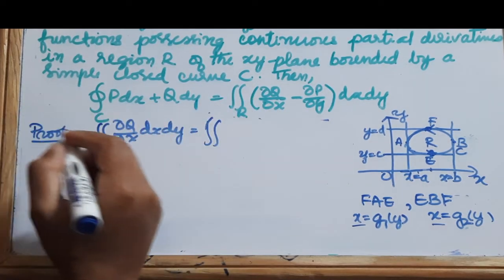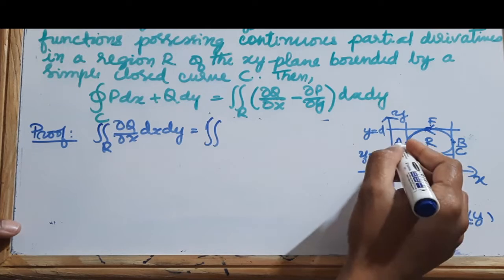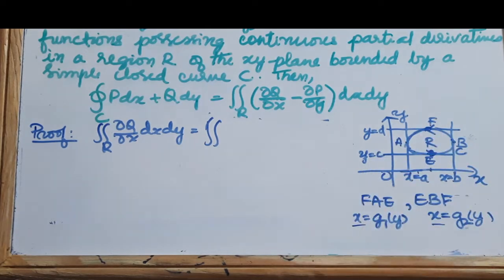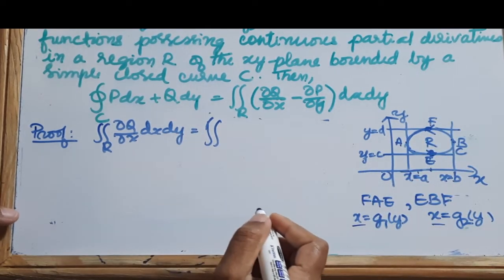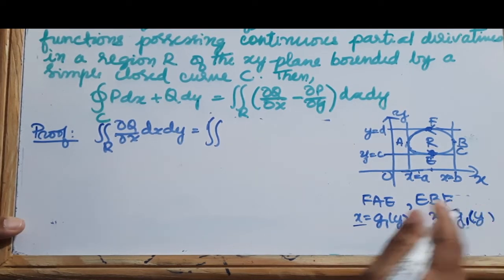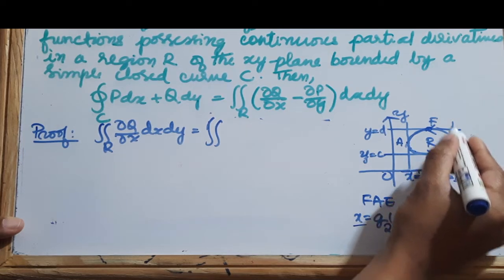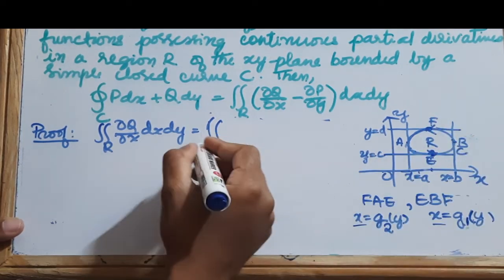So now let's start. Let's mark the region. y varies from c to d. Okay, y varies from c to d. So let's take this as g1 of y and this as g2 of y, because if I want to vary y from c to d, then I should be starting from this point.